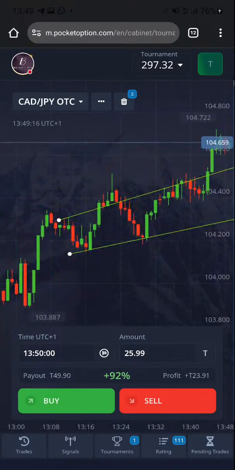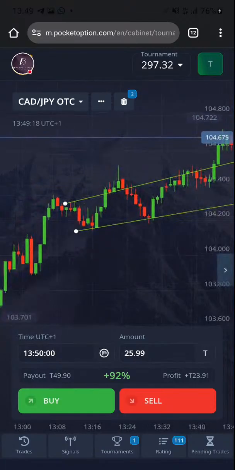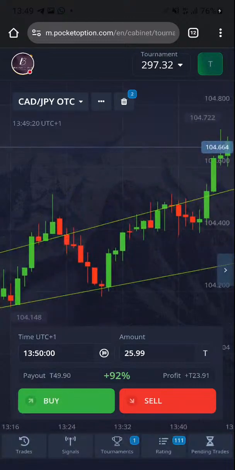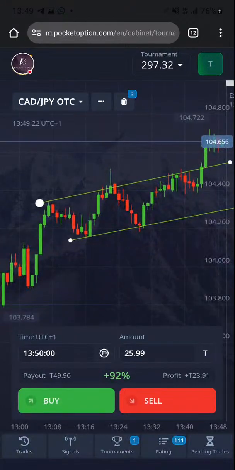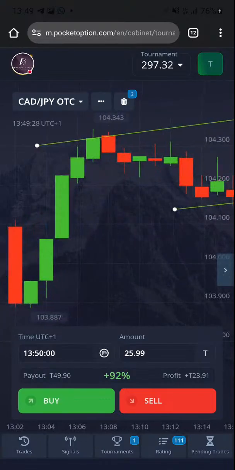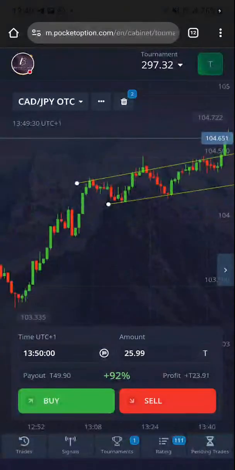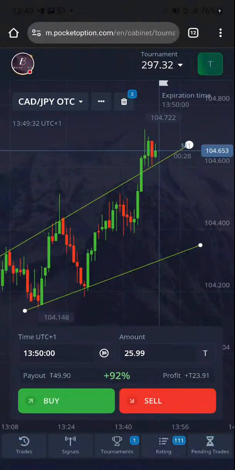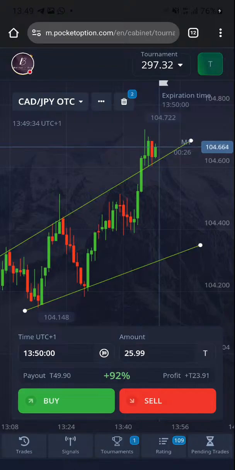So now we connected two buyers entry. You can see the buyers came in here and buyers came in here also. Now we need to connect the seller's entry too. We have sellers that come from this area. You can see, so we have sellers here. We're going to mark that, then connect this one too.